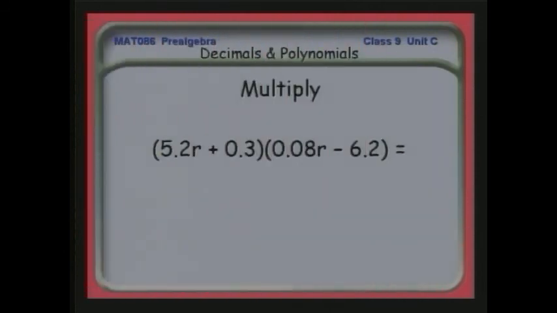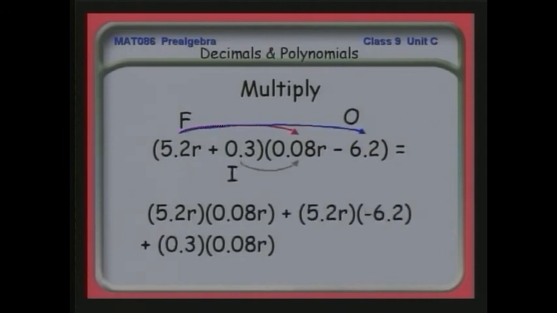What about the case where we have polynomials with coefficients or terms that are decimals? Again, it works exactly the same way. We use the FOIL method. First, outer, inner, and last. Except in this case, you see, in addition to having to worry about the multiplying the unknowns or the variables, we need to do 4 separate decimal multiplications in order to get our final result. Otherwise, the procedures are exactly the same.